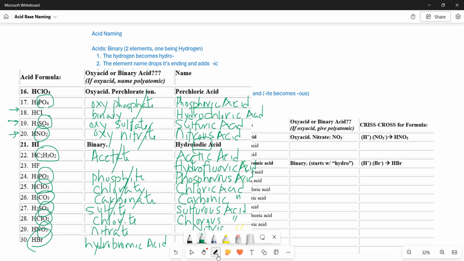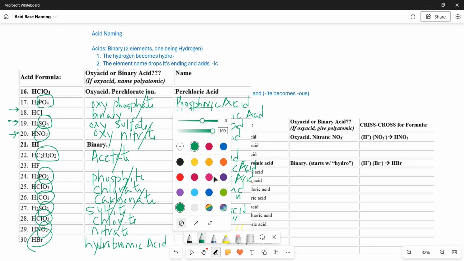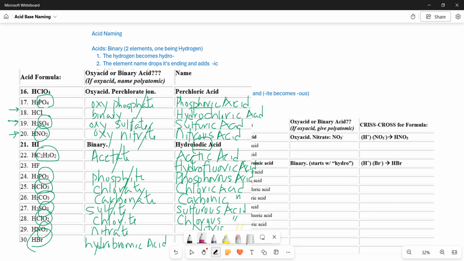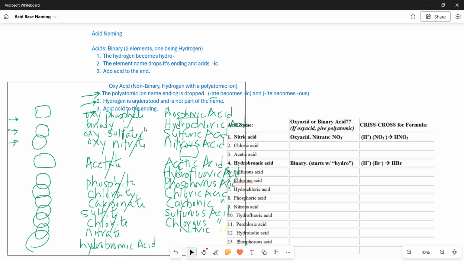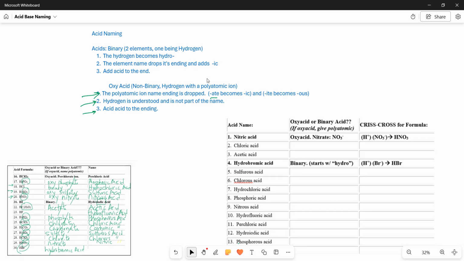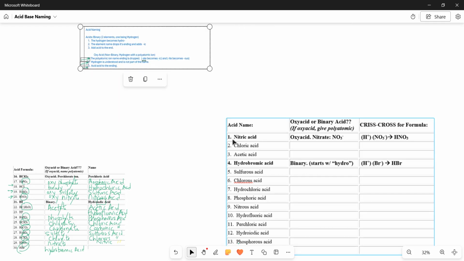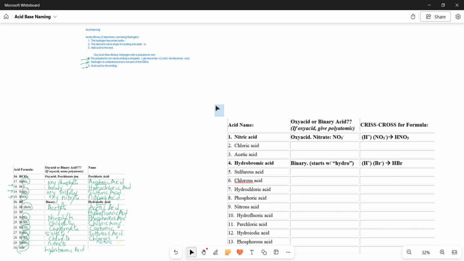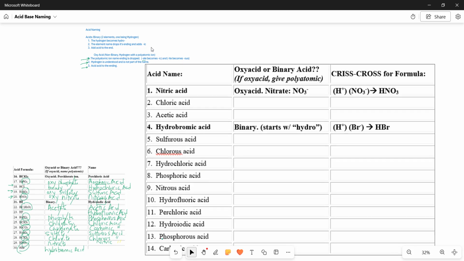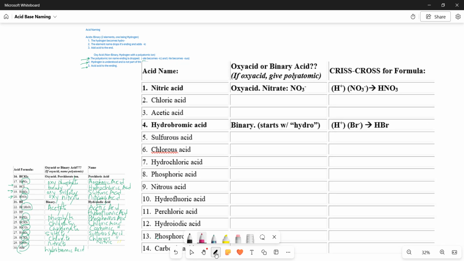So let's flip to the other side. I want to change my color here, just to kind of refresh. And I'm going to try to shrink this down. And I'm going to shrink this one down, and we're going to increase this one. Okay. So let's go back to writing.